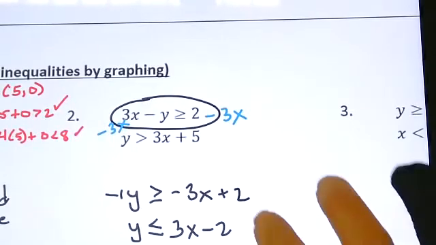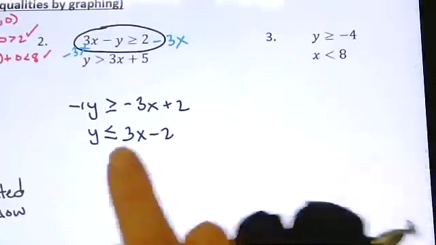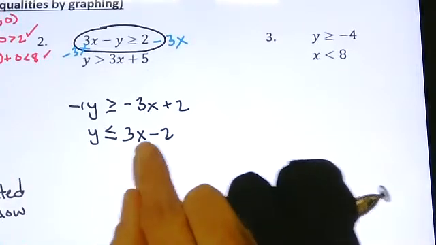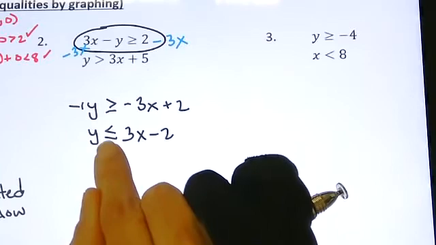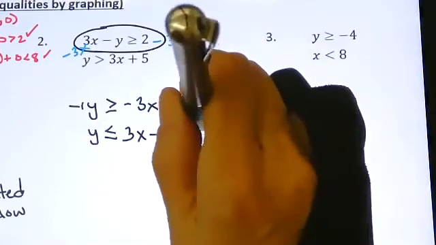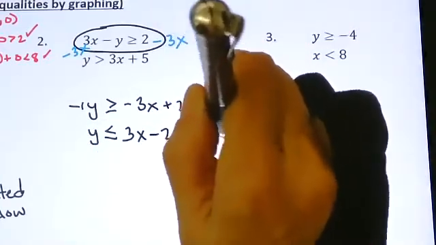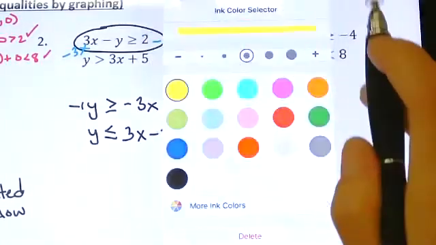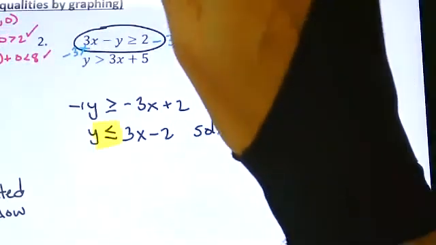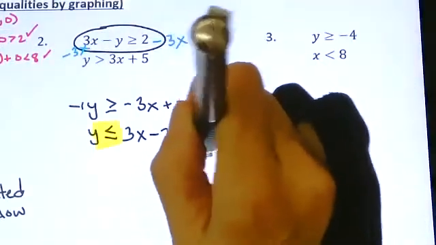So I now have the slope is 3, the y-intercept is negative 2. I see an equal to, so this is going to be solid. And I see a less than. So less than means I'm going to shade below.